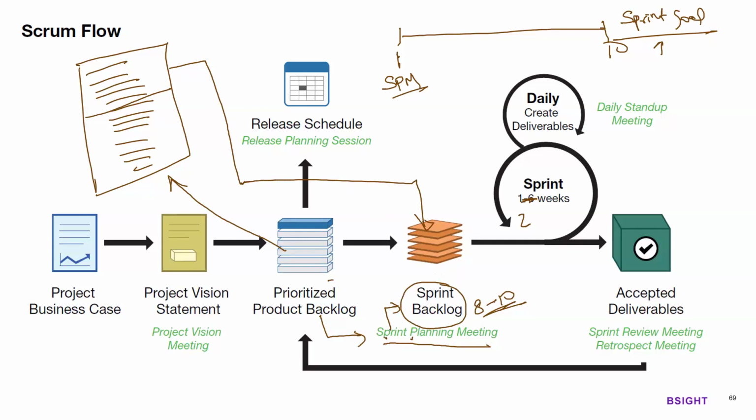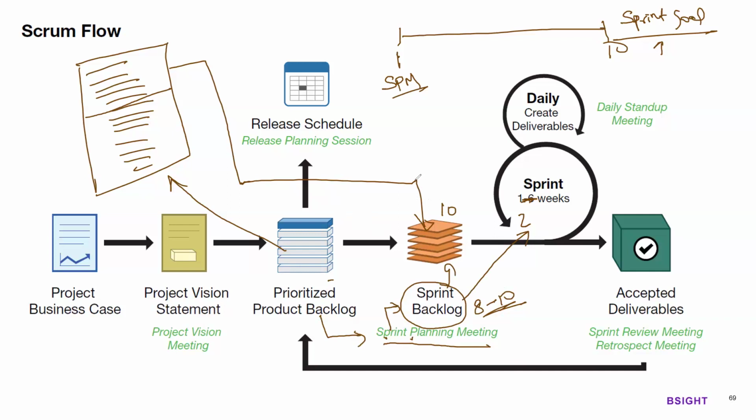The product backlog will have the features you will complete in the whole project, whereas the sprint backlog will have the features that you will complete in that particular sprint. So let's say we plan to complete 10 features in that sprint. Now, that is part 1 of the sprint planning meeting.